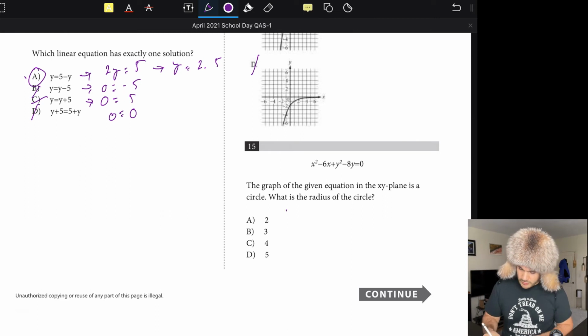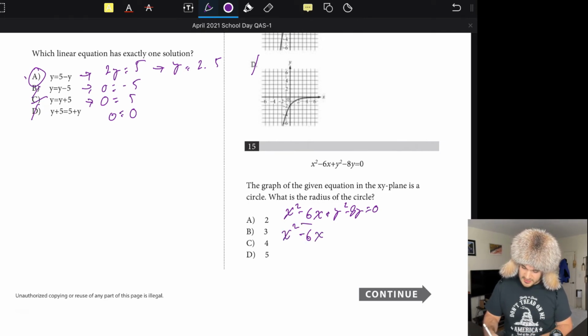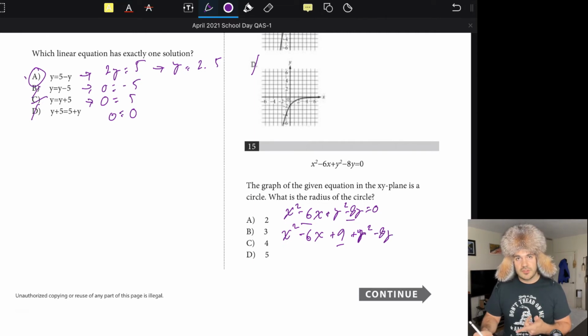So we're going to start with the original equation. We've got x squared minus 6x plus y squared minus 8y equals 0. To do completing the square, you have to take half of both the x and the y coefficients, square them, and add them to both sides. So we're going to have x squared minus 6x. Half of negative 6 is negative 3. Negative 3 squared is 9, so we're going to add a 9. Plus y squared minus 8y. Half of negative 8 is negative 4. Negative 4 squared is 16, so plus 16 equals 0.